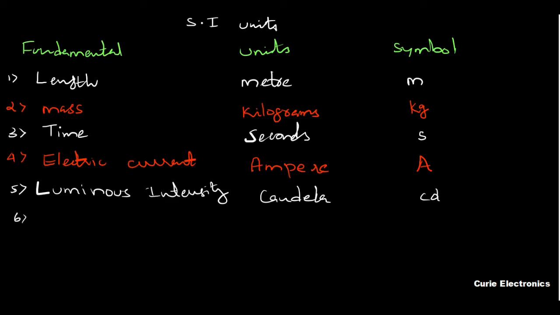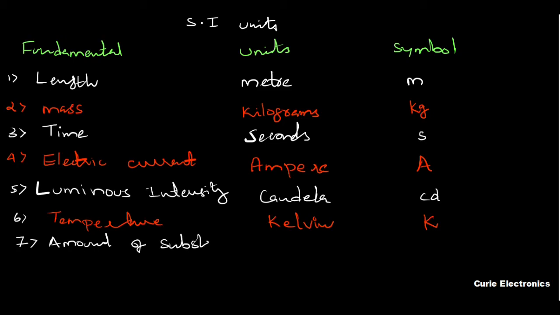And the sixth one is temperature. The unit is Kelvin, the fundamental unit, represented by capital K. And the last one, so we have 7 fundamental quantities in the SI system, is the amount of substance. The unit is mole. We use it in chemical processes. Its symbol is mol. So these are the fundamental quantities based on the SI system.